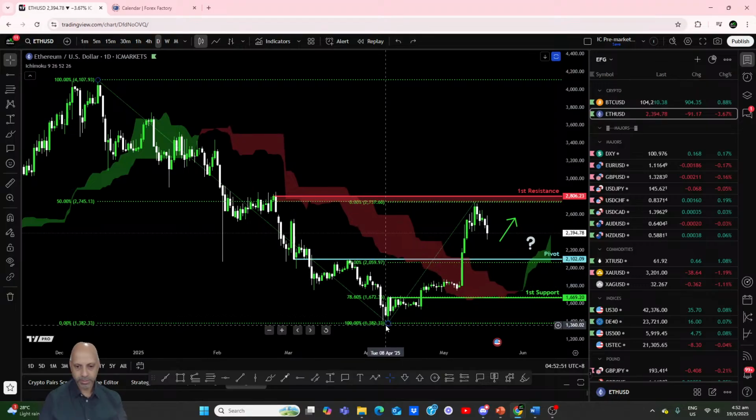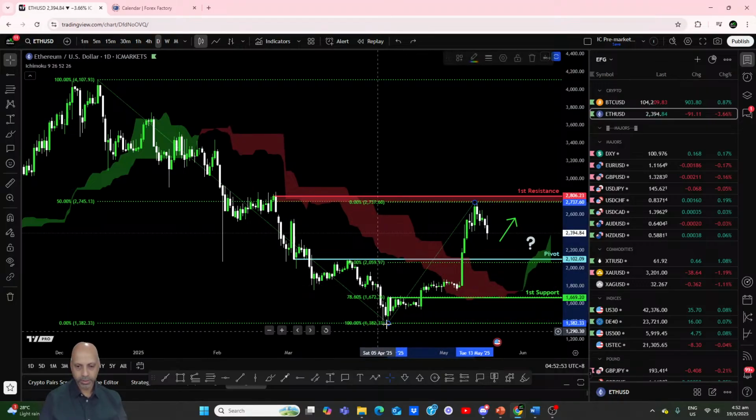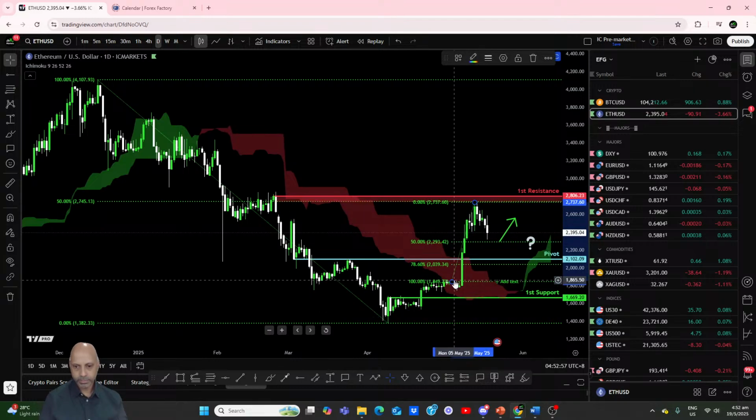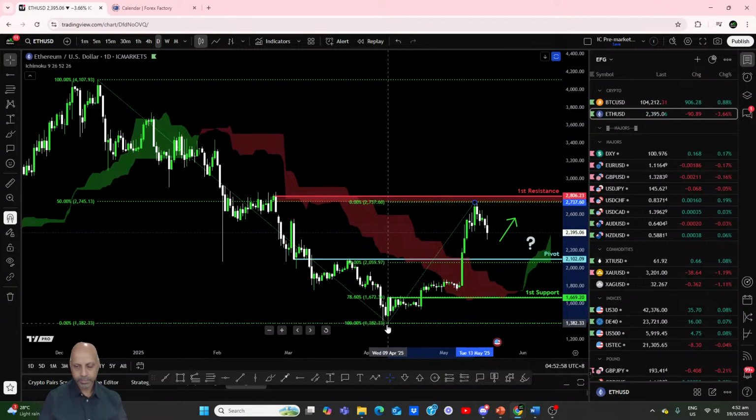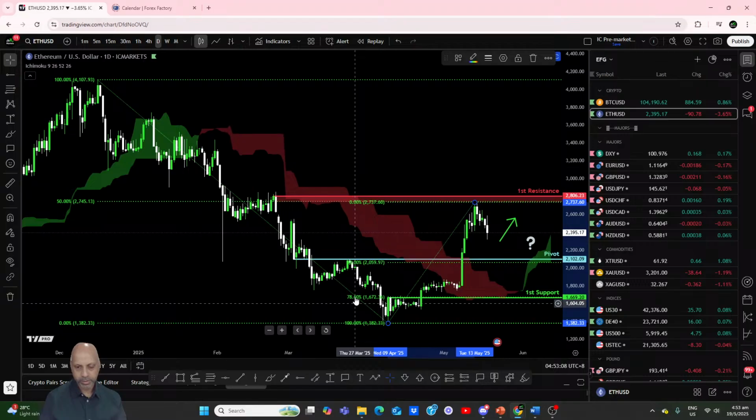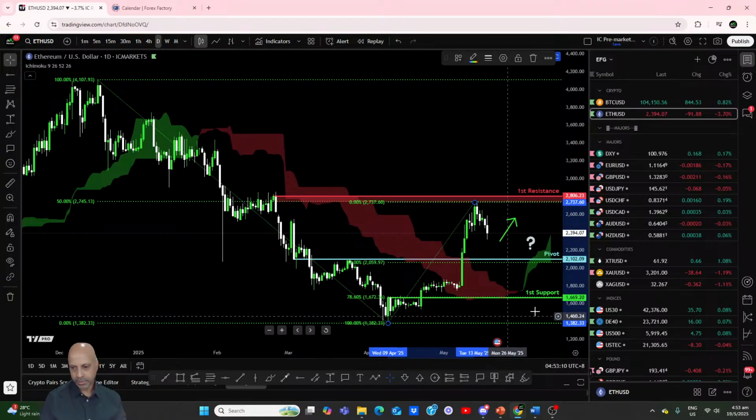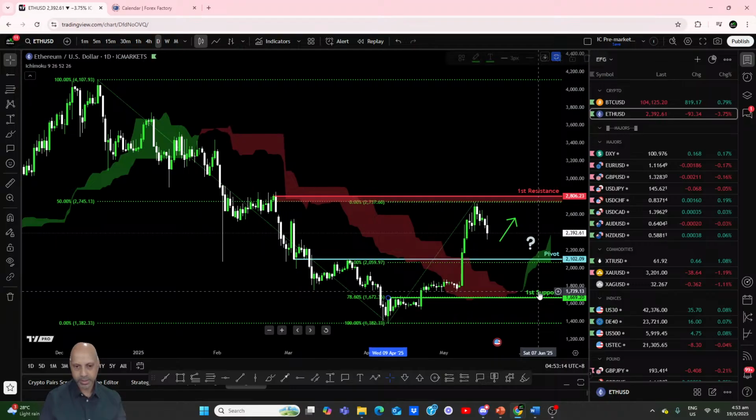This retracement level was found beginning from this swing low here on 9th of April, going up to the swing high here on 13th of May. So we have the 50% Fibonacci retracement sitting well with the pivot, and we can also see the 61.8% sitting well with 1,669, which is the first support.